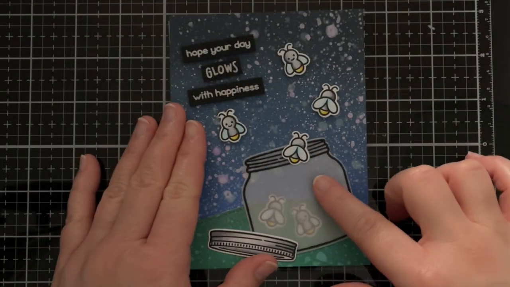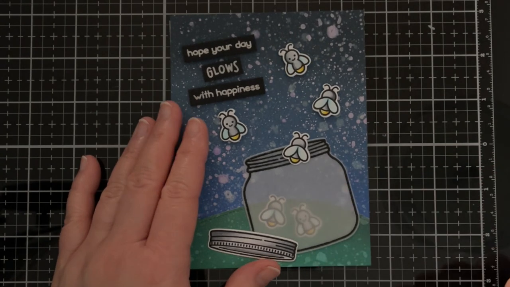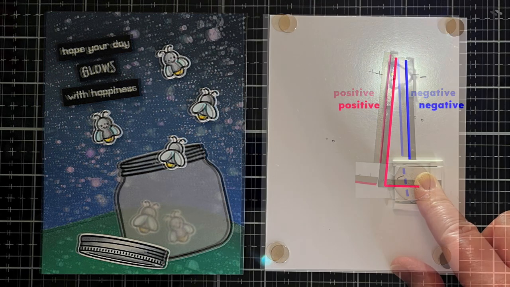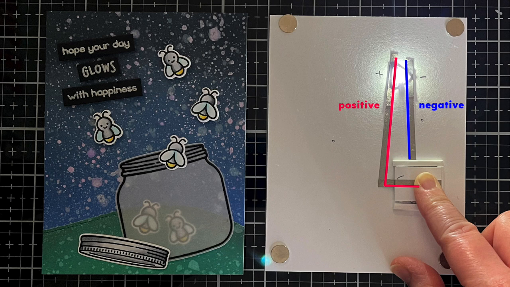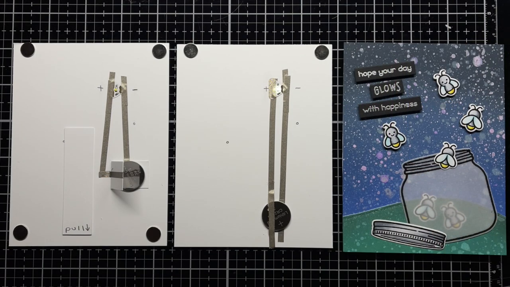You can use a variety of stamp sets to create a little push note so that your recipient knows what to do when they receive their card. Here's one more look at the battery holder switch circuit. You can see the positive side on the inside of the holder and then on the top when the holder is closed. And here you can see both circuits.